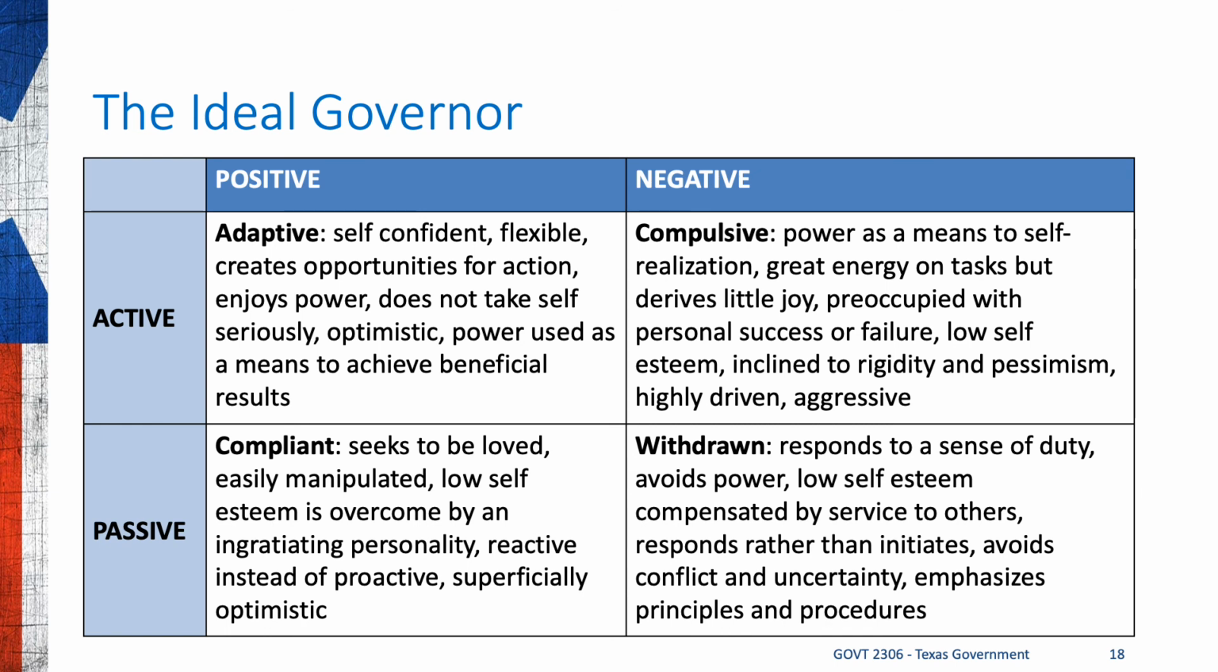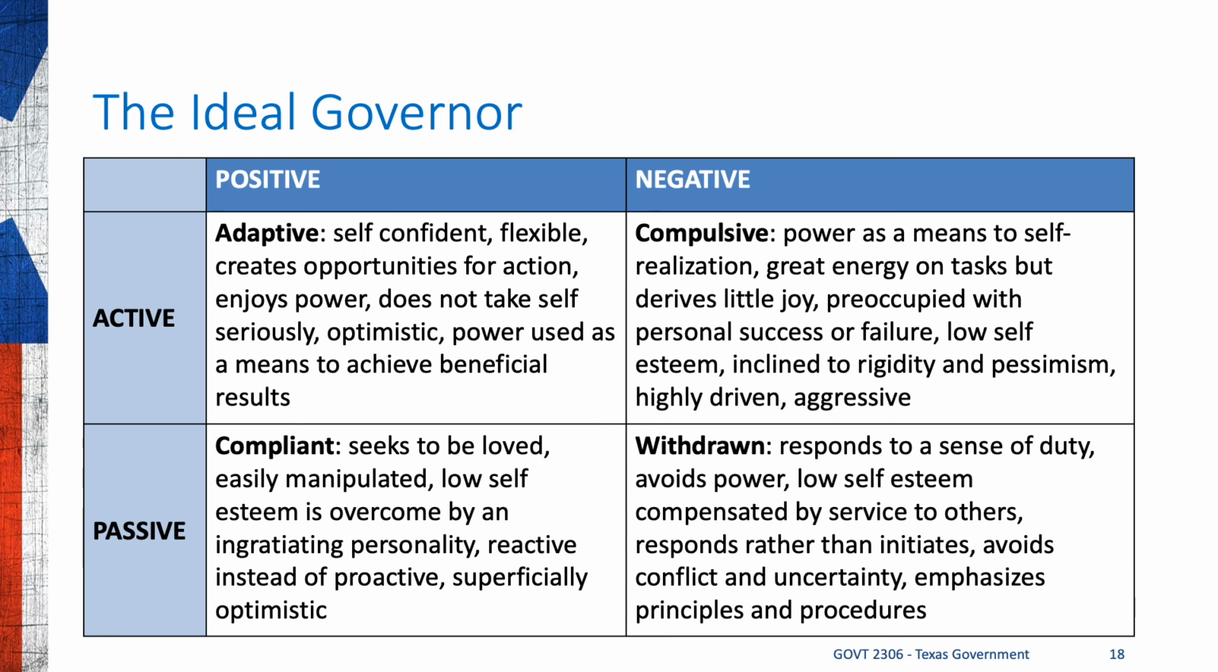There is a kind of discussion on what would make the ideal governor, and there's a giant debate about it. Would an active governor who's adaptive, somebody who's self-confident, flexible, creates ways to take action, enjoys power, doesn't take themselves too seriously, and so basically not narcissistic. They're optimistic, they use their powers for good, those kinds of things. That would be an active governor.